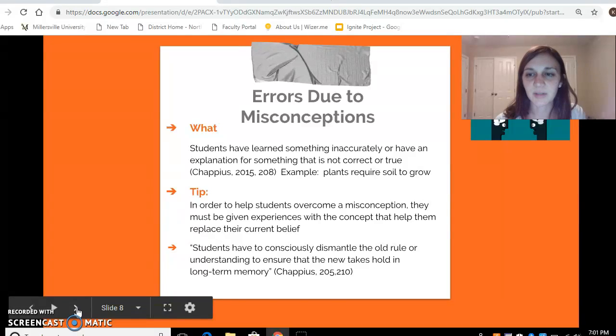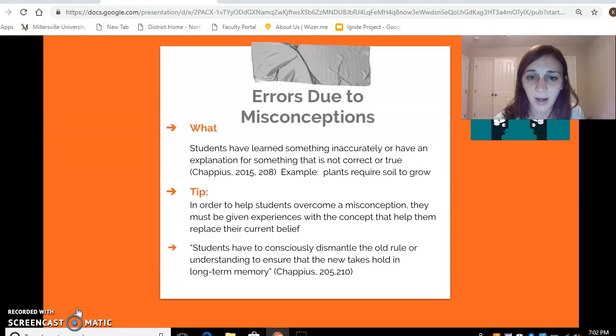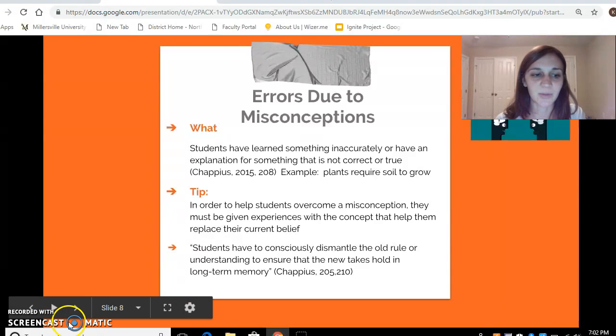Errors due to misconceptions. Students come to your classroom with many misconceptions about different topics, and it's our job to identify them. This is where they've learned something incorrectly at home, perhaps, or in the world around us. And we have to give them actual experiences to be able to overcome these misconceptions. They actually have to make a new connection in their brain to help it stay in their long-term memory and not just be replaced again by the former misconception.